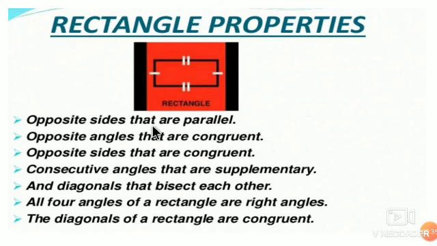And some more properties: consecutive angles are supplementary, means the adjacent angles, the consecutive angles which come in sequence. These two are the adjacent angles. So adjacent angles are supplementary. What is meant by supplementary? Whose sum is 180 degrees. So adjacent angles have the sum 180 degrees. And the diagonals of a rectangle are congruent again. These are the properties of the rectangle.